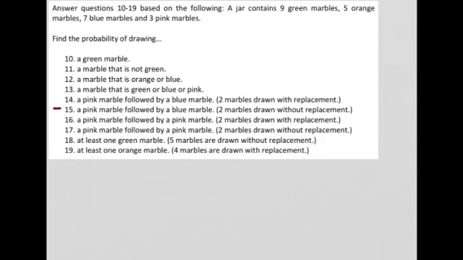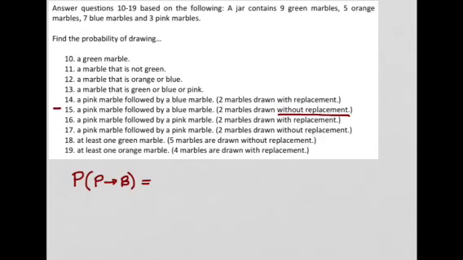In problem 15, we want to find the probability of getting a pink marble followed by a blue marble if the marbles are drawn without replacement. So if they're drawn without replacement, that means that we're going to select one marble, not replace it back into the jar, and then select a second marble. So in this case, we want the probability of getting pink followed by blue.